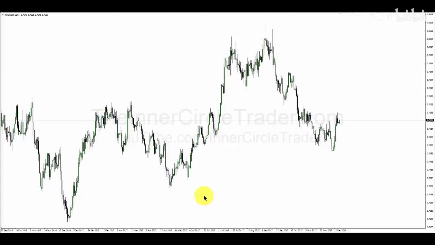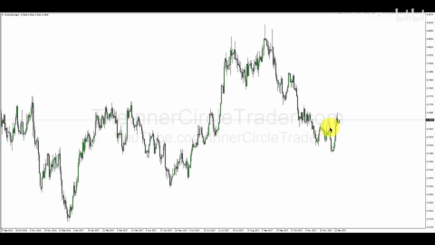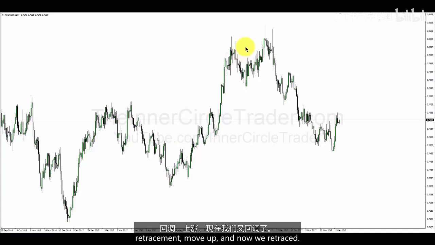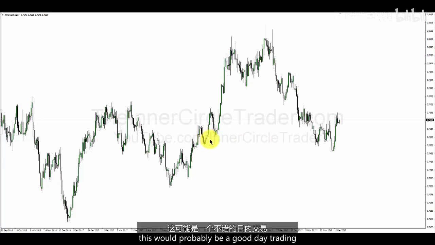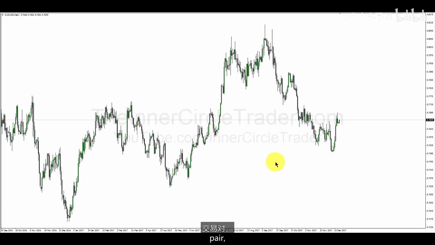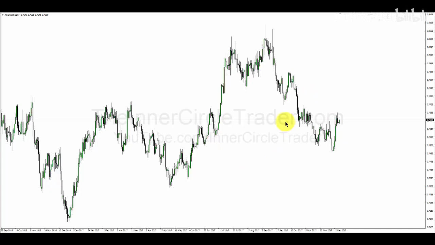Aussie dollar, this market has gone back into the middle of the range. It doesn't have any real clear direction. We've had a move up, retracement, move up, and now we retraced. We're essentially in the middle of the range. Okay, so in terms of trading, this would probably be a good day trading pair, but for short-term trading or swing trading, I wouldn't touch this one here.